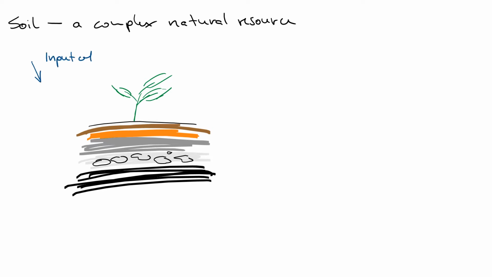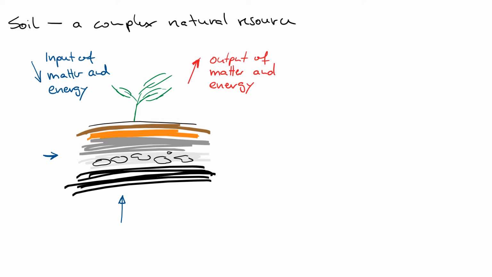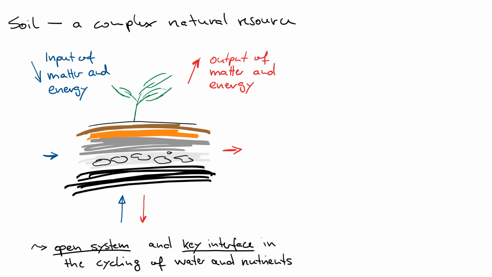So we have inputs of matter and energy, we have outputs of matter and energy in this open system, and they not only happen at the soil interface, but they also happen in the subsurface. And in doing so, the soil fulfills a variety of functions, including storage, filter, buffer, transformation, and it's all part of being an open system and being a key interface in all of these functions.